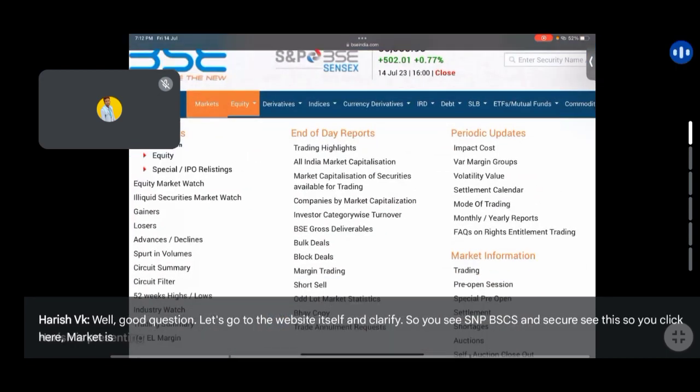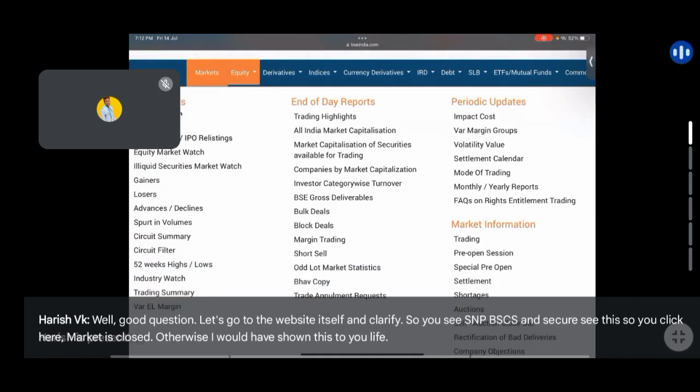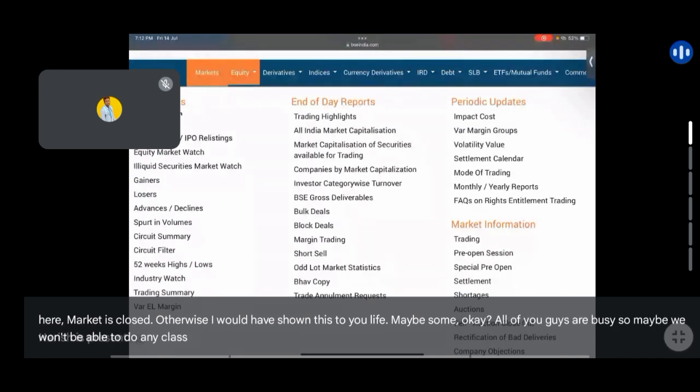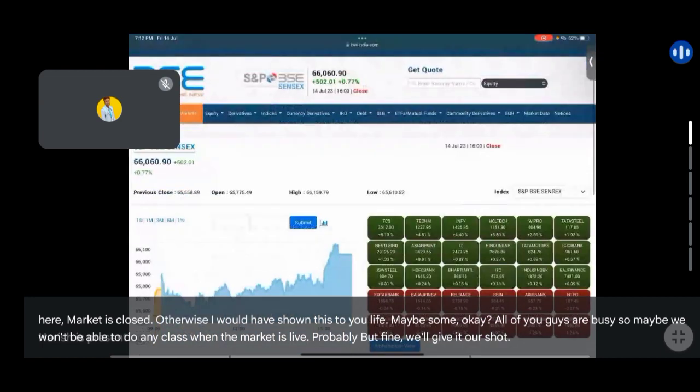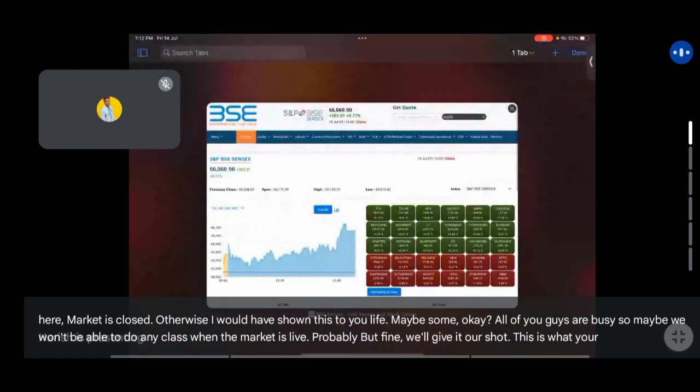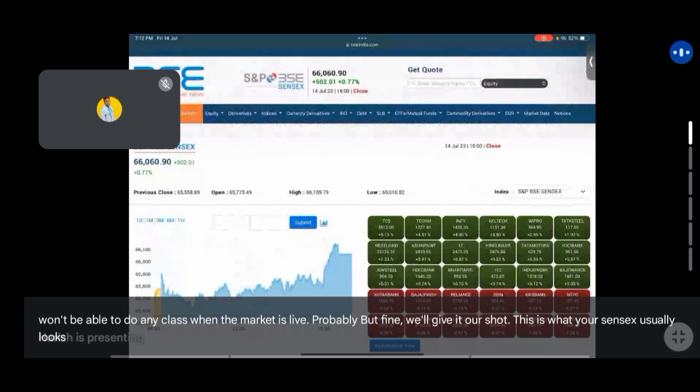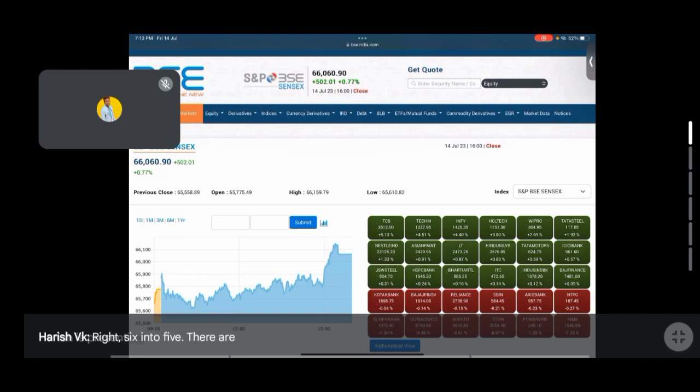Market is closed, otherwise I would have shown this to you live. Maybe someday, all of you guys are busy, so maybe we won't be able to do any class when the market is live, probably. But fine, we'll give it our shot. This is what your Sensex usually looks like. If you count how many companies are there on your screen? 30. Right, 6 into 5, there are 30.